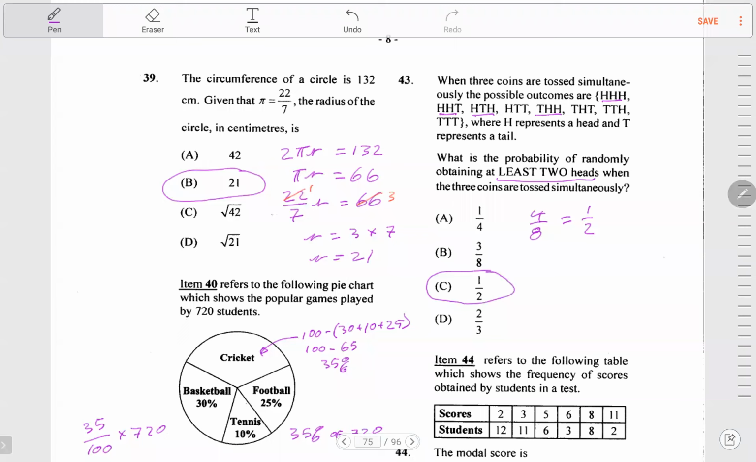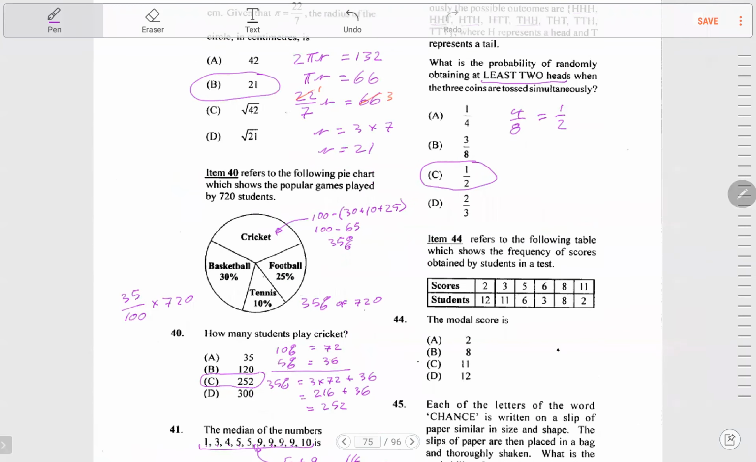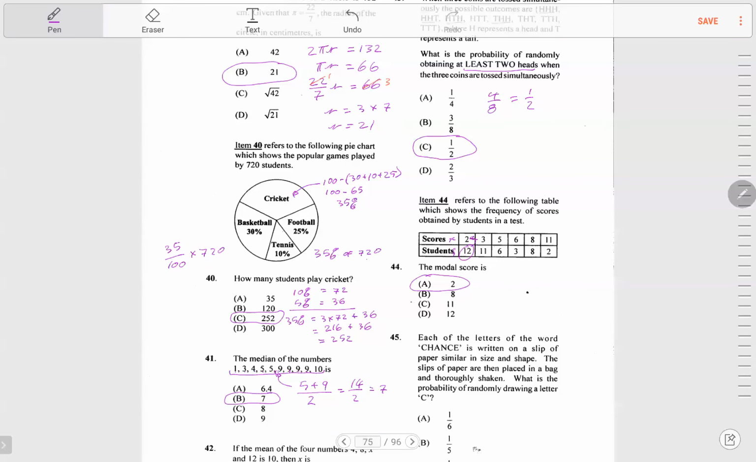All right. This question now says, what is the modal score? Remember, these are your scores, and this is the frequency. This is the highest frequency, and that highest frequency corresponds to a score of 2. So the answer is 2. The modal score is 2, not 12. It's the score that corresponds to the highest frequency. The highest frequency is 12. 2 is a score that occurred 12 times. So the mode is 2.